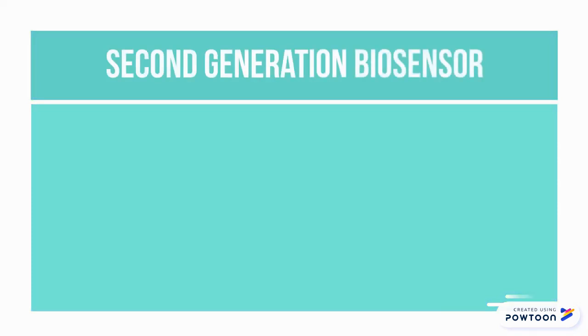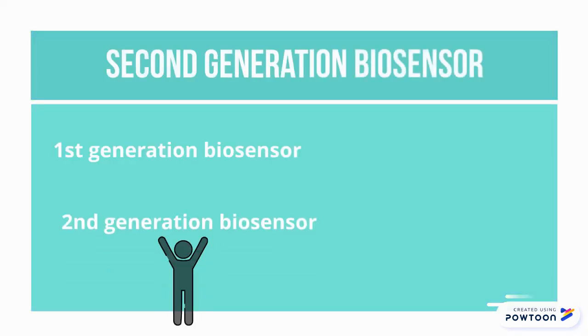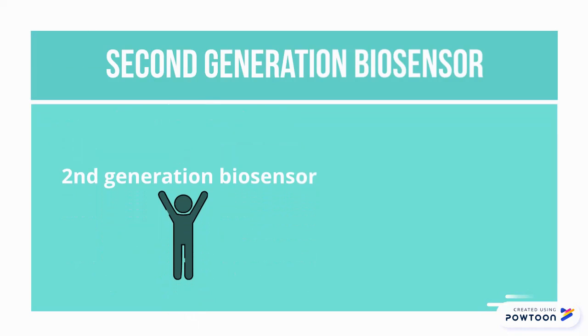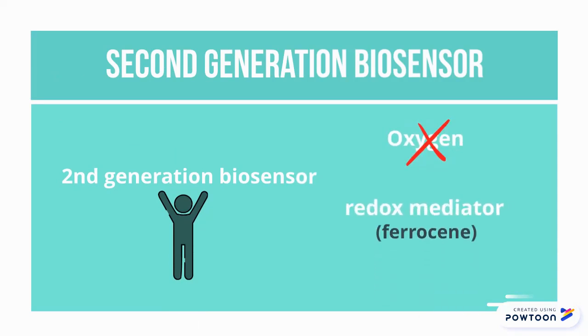Then, the second generation biosensors are the improvement of the first generation biosensors. These improvements were achieved by replacing oxygen with electron redox mediators that were able to carry electrons from the enzyme to the surface of the working electrode. An example of a mediator is ferrocene.